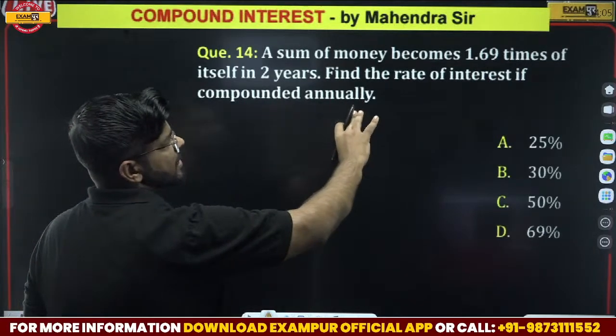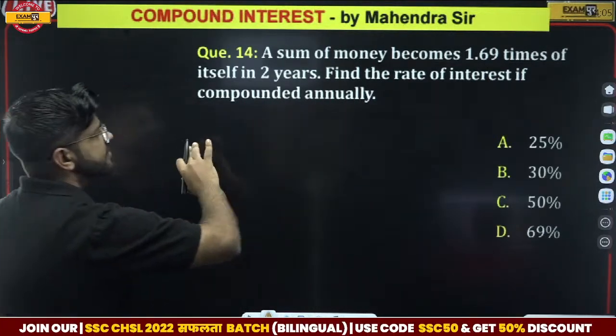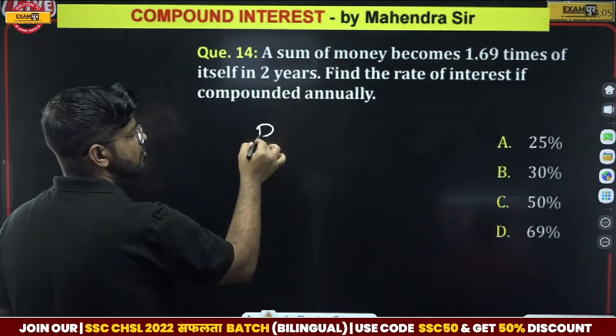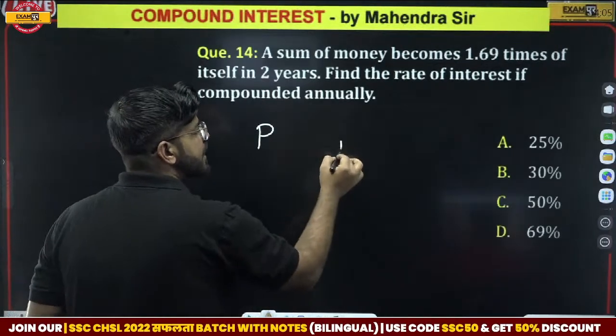A sum of money becomes 1.69 times itself in 2 years. Sum of money, that means P, becomes A.